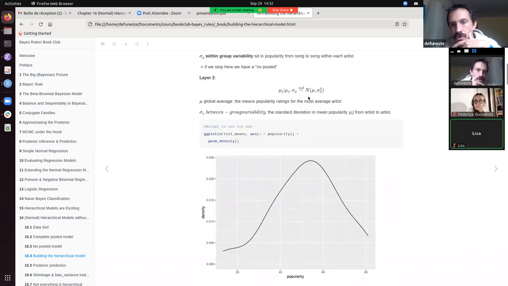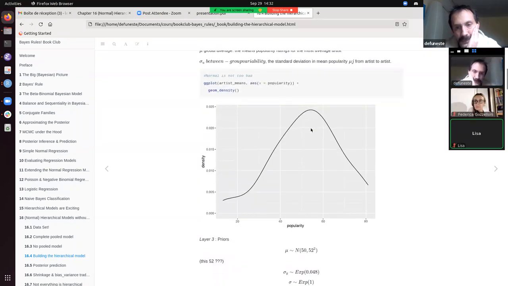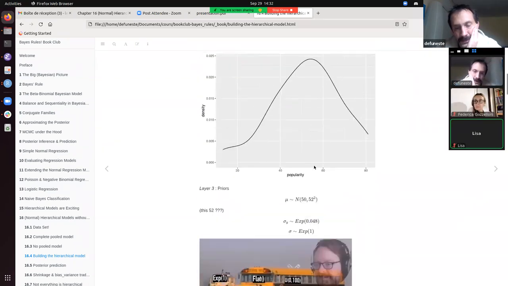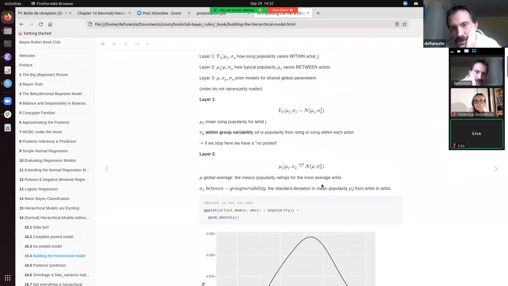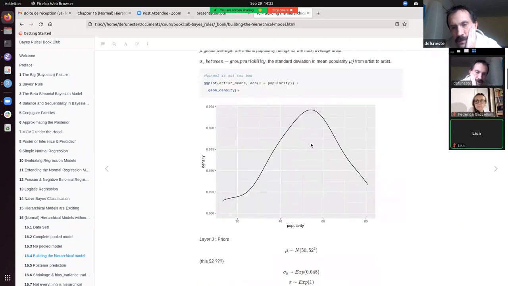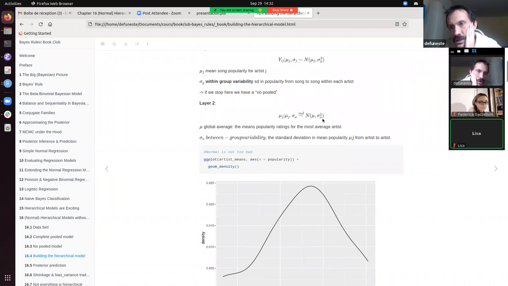They justified using a normal distribution because it kind of looked the same as normal, which, okay. And then we set up the prior. So we just have to define mu, sigma u, which is the standard deviation of the mean popularity, and sigma y, which is the standard deviation of songs inside the group of artists.